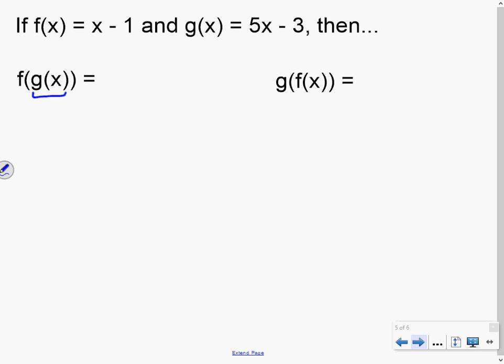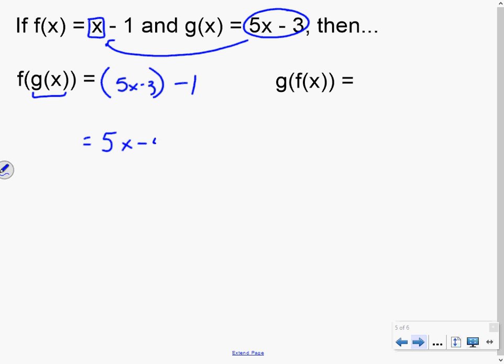So if you look at f of x here, our variable x is going to have the entire expression for g of x actually plugged in right there. So we're taking the function g of x, we're substituting into the variable in f of x, so that this becomes 5x minus 3, right? That's getting plugged into x, and then minus 1, because the minus 1 is coming from my original f of x. So now we're just simplifying. Okay, this would really just be 5x minus 4.